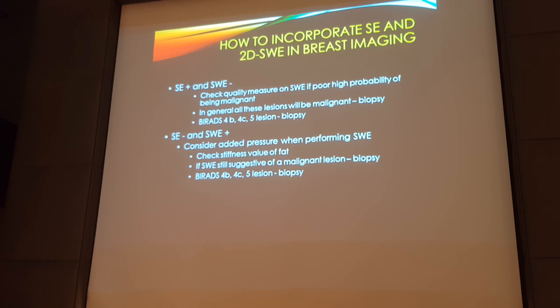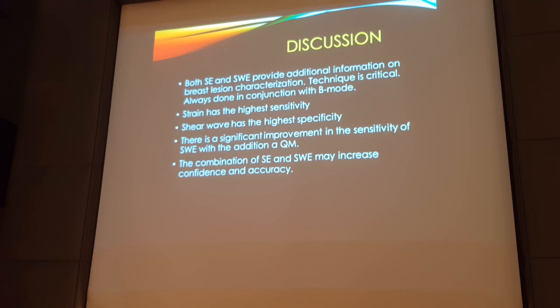If the strain is negative and the shear wave is positive, consider that you added extra pressure when you are performing the shear wave. And one way of doing that is checking the stiffness of fat. So the stiffness of fat should be about 1.2 meters per second. If it's 3, you know you've applied so much pressure that you're getting a bad measurement and you need to repeat that. If the shear wave is still suggestive of a malignant lesion, we biopsy it, and obviously if it's a 4B, 4C, or 5 lesion, we would biopsy it.